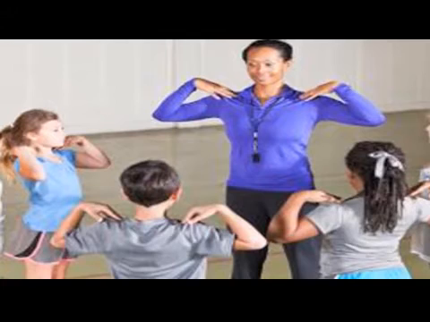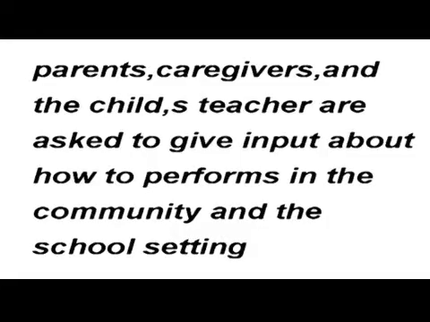A certified teacher of students with visual impairment completes the assessment. Contributions from the child's orientation and mobility instructor are helpful as well. Parents, caregivers, and the child's teachers are asked to give input about how the child performs in the community and the school setting. From this assessment, a report is generated that addresses multiple issues.